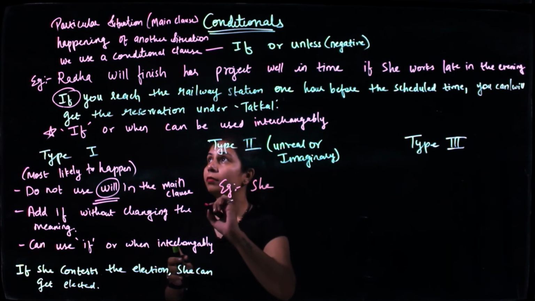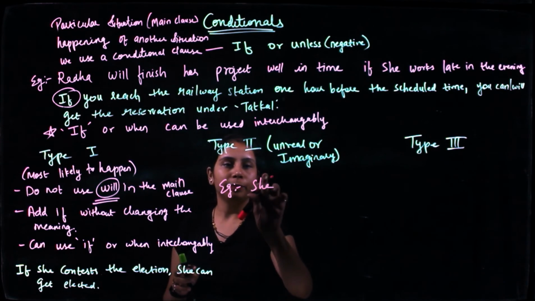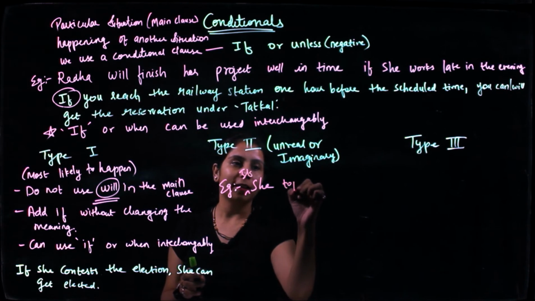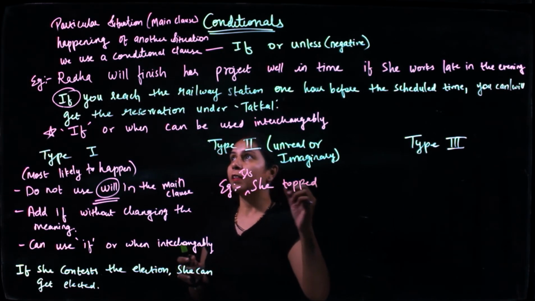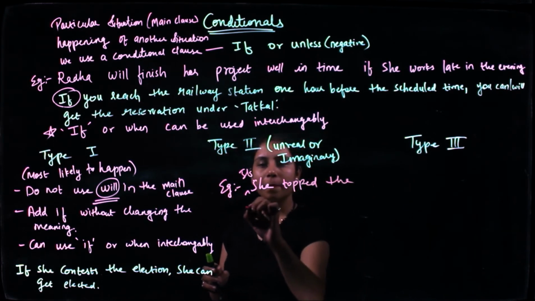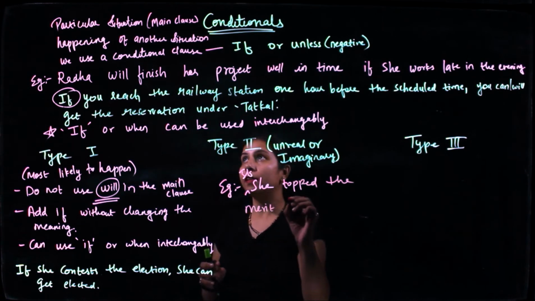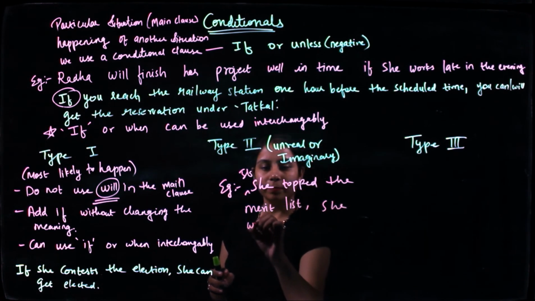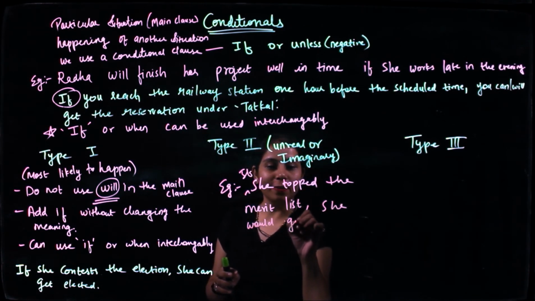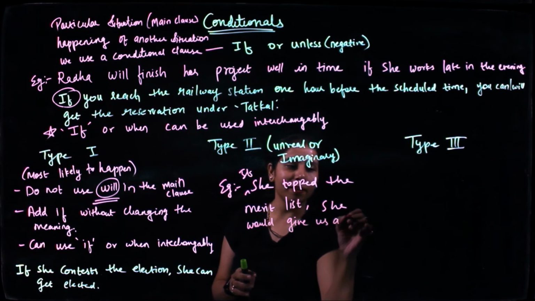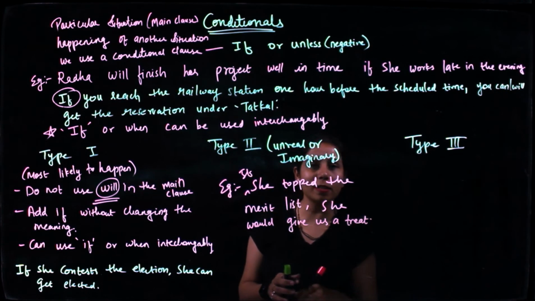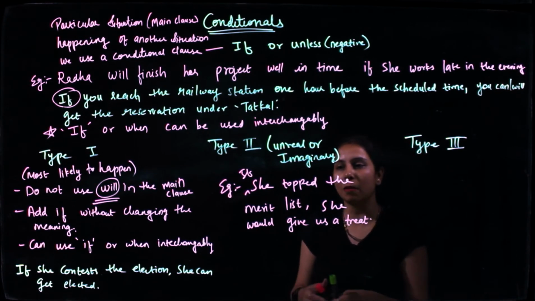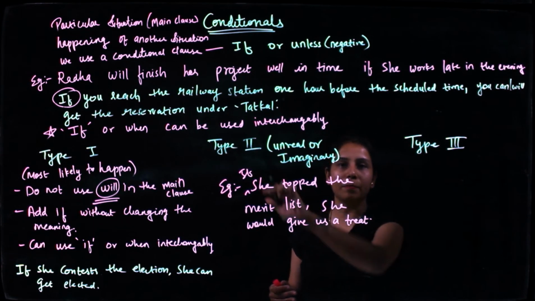She, I have to add if she topped the merit list, she would give us a treat. Give us a treat. We generally use this kind of sentence when we talk to our friends, when we are generally having a conversation with somebody. We use this imaginary type 2 sentences.